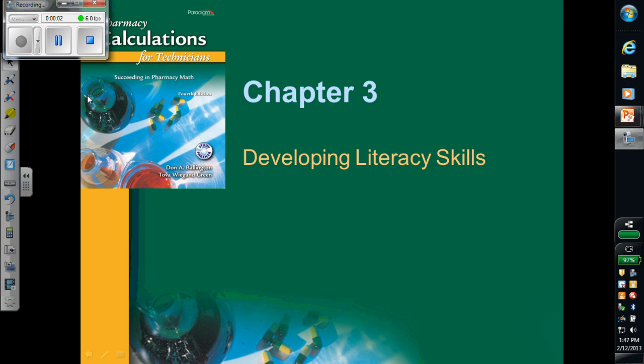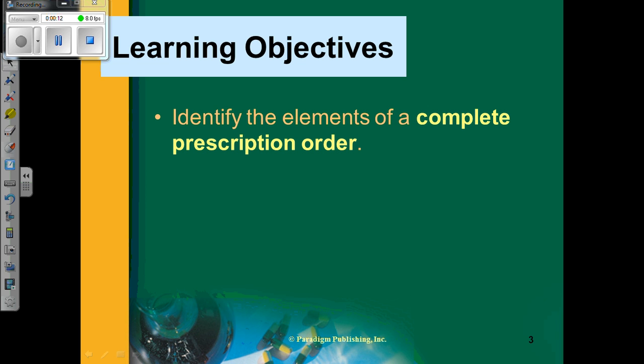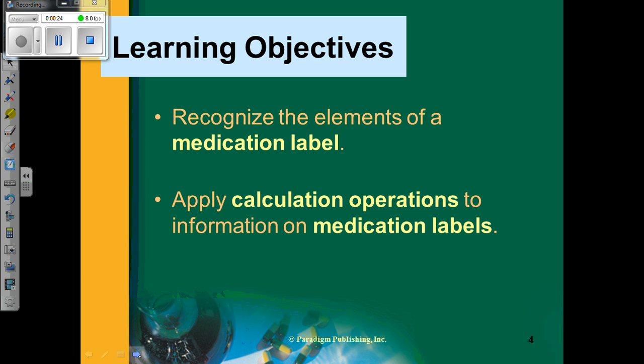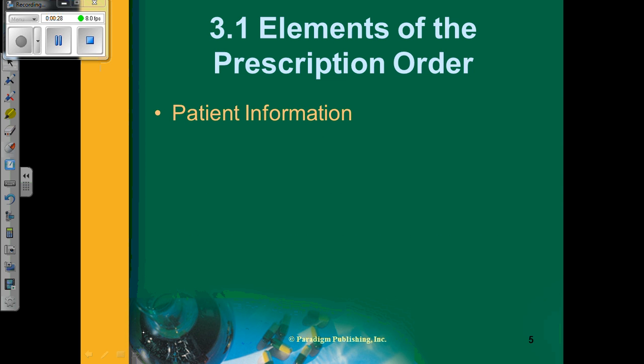Okay, today we're going to do chapter 3, which is developing your literacy skills. We're going to talk about how to identify the elements of a complete prescription order, and apply calculation operations in handling prescription orders. These are our learning objectives: recognize the elements of a medication label and apply calculation operations to information on the medication labels.